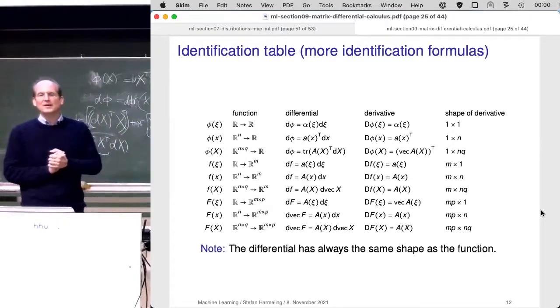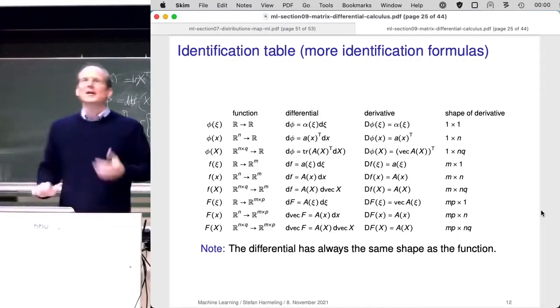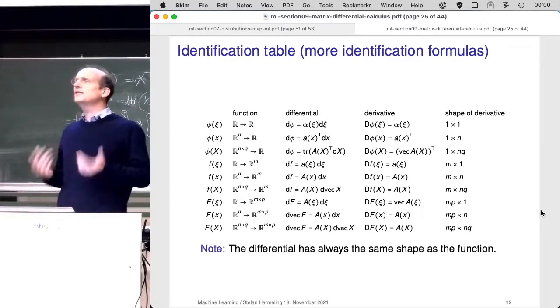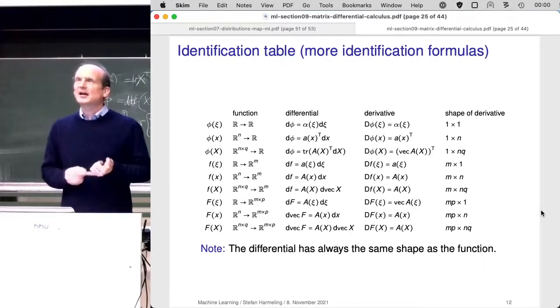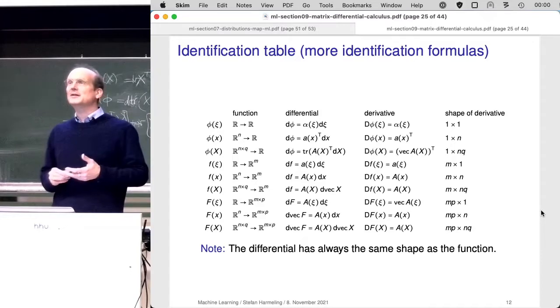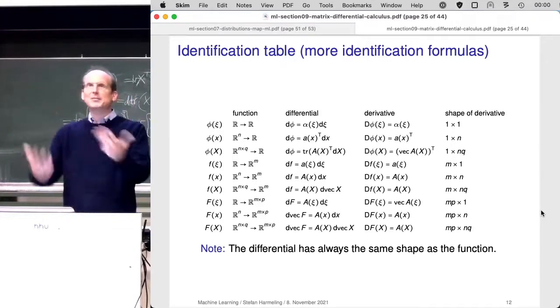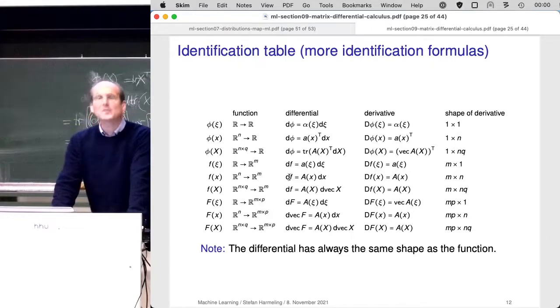So this is the identification table. Now, if you have a function, you need to understand, do you have scalar, vector, or matrix valued output, and do you have scalar, matrix, or vector valued input? And for each of these 3 by 3 possibilities, you will find one row in here. Okay? So it's just very verbose, this table. So let's look at it.